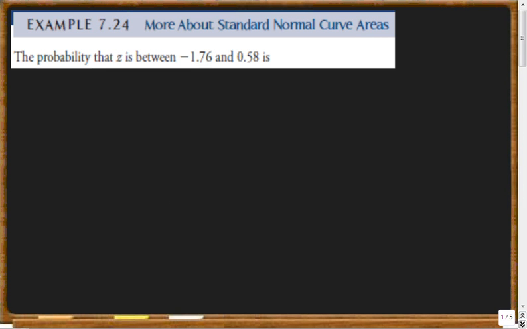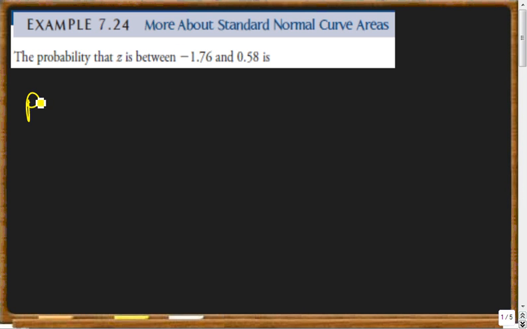Okay, so we're going to go over some example problems on how to use the calculator and how to do different kinds of computation. This problem says, what's the probability that z is between negative 1.76 and 0.58? So these are different z-scores. Basically, I'm 1.76 standard deviations below the mean, up to 0.58 standard deviations above.